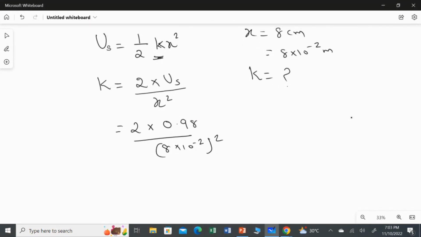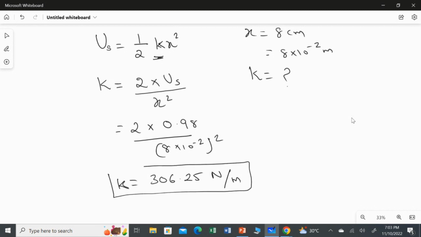So the answer I got is 306.25. And what's the unit for the spring constant? Newton per meter. So this is the answer. Clear? This is the answer for the third part.